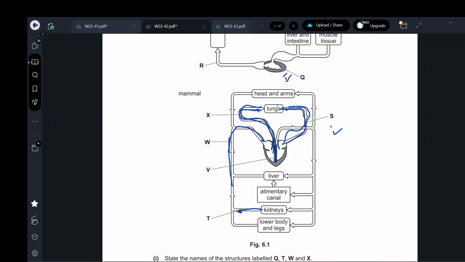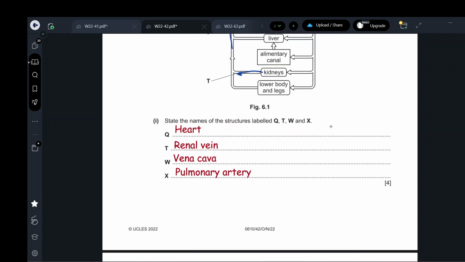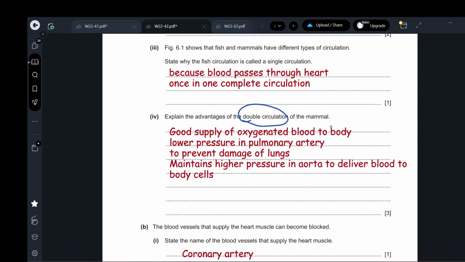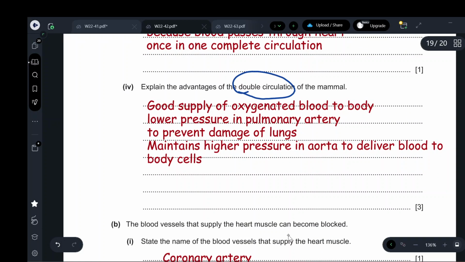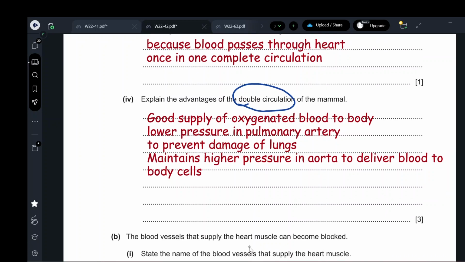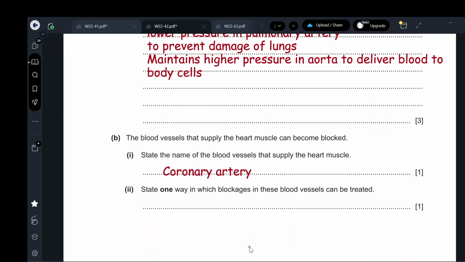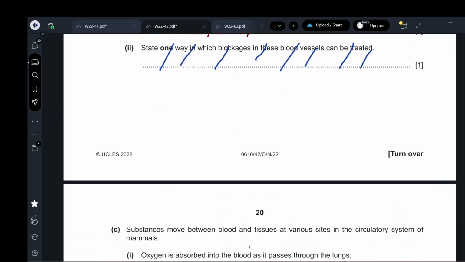It maintains high blood pressure to be able to reach all your cells, and at the same time, lower pressure to the lungs. The left side has higher pressure, while the right side has lower pressure to avoid the damage of the lung blood vessels. Okay? The blood vessels that supply the heart muscles can be blocked. What are the blood vessels that supply the heart muscle? Blood vessels going to the heart, it is the coronary arteries. This question is cancelled according to the syllabus starting from 2023.